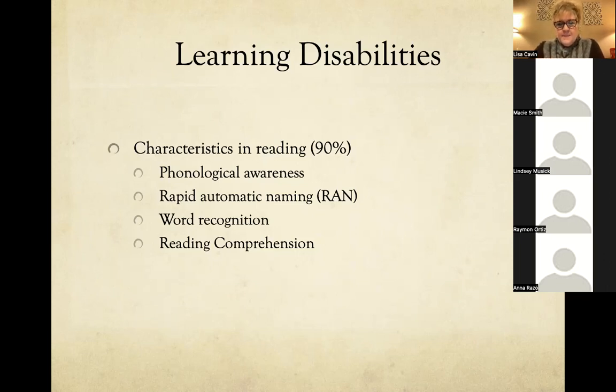Rapid automatic naming, we call this RAN. And this is that process of quickly being able to recognize sounds and fire them off fast. And that's part of skill in reading, being able to quickly respond to what you're seeing, let that process through the brain, and then have output orally.